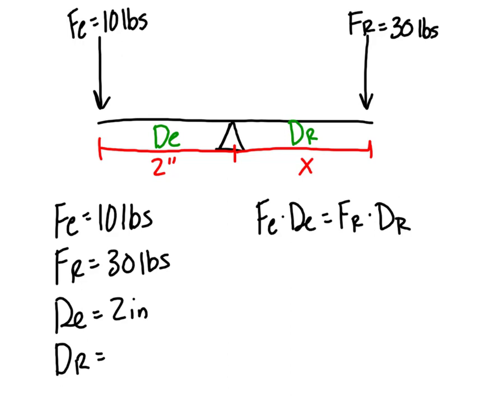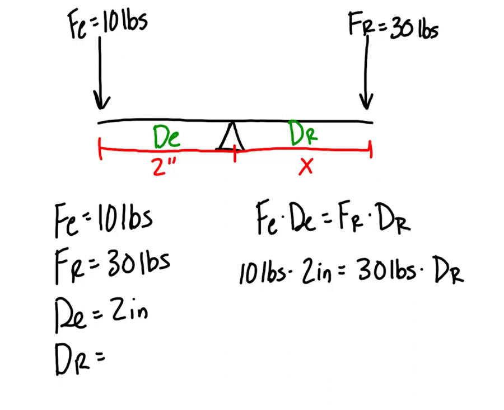So we have 10 pounds times the distance of the effort, which is 2 inches, equals FR, which is 30 pounds, times the DR, which is, I'm going to leave it DR. I don't like to use X, even though I drew it in the picture. I don't like to use the letter X. I like to just keep the variable, all right?